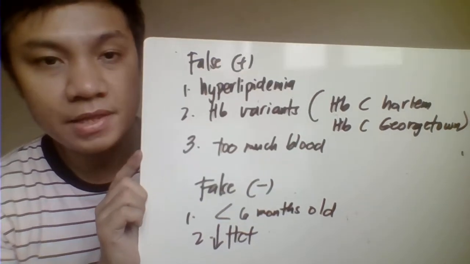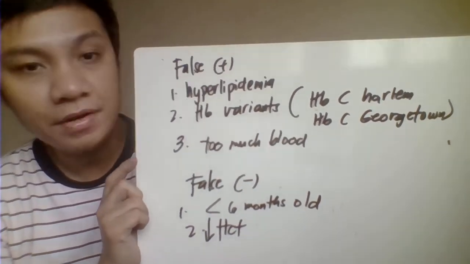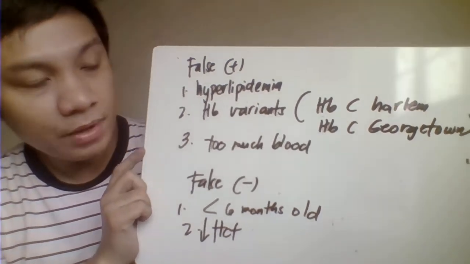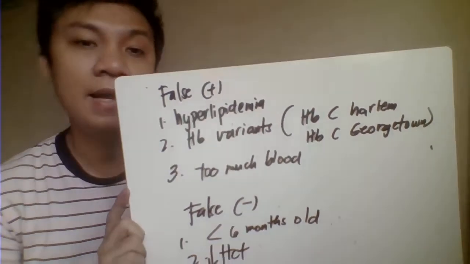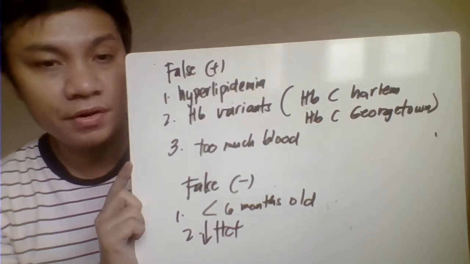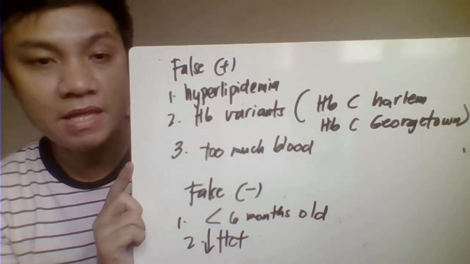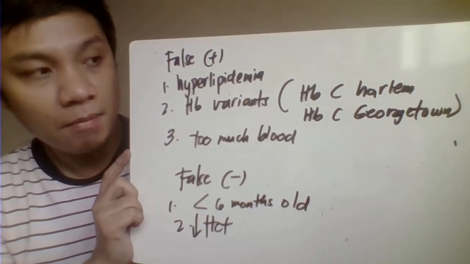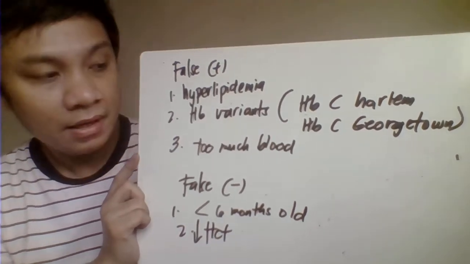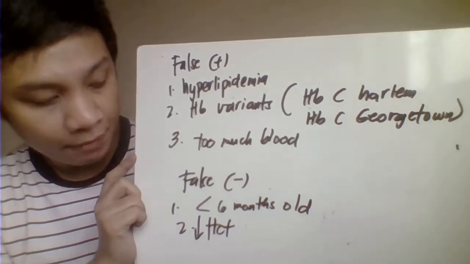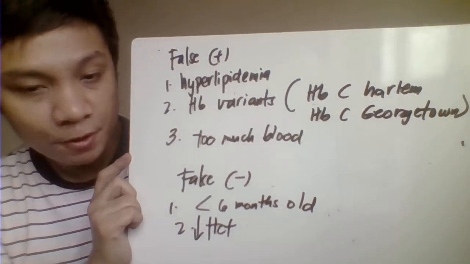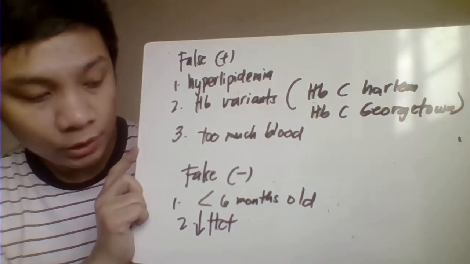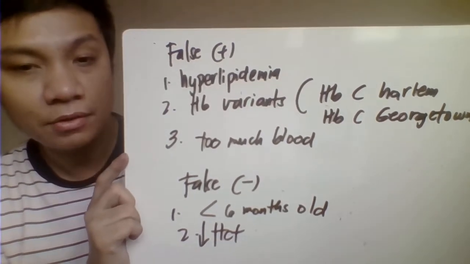Okay, we have here the considerations for that. So we have here the false positive result in the case of hyperlipidemia. Then we have also, in the case of the presence of other sickling hemoglobin variants, like for example hemoglobin C Harlem and hemoglobin C Georgetown, and we also have too much blood sample. Okay, a false negative result could be seen in the case of patients less than 6 months old, and we also have decreased hematocrit results.